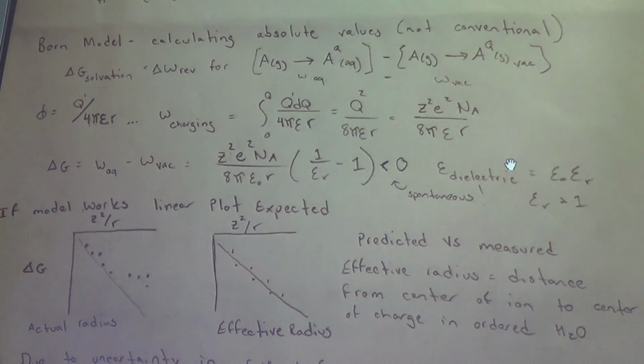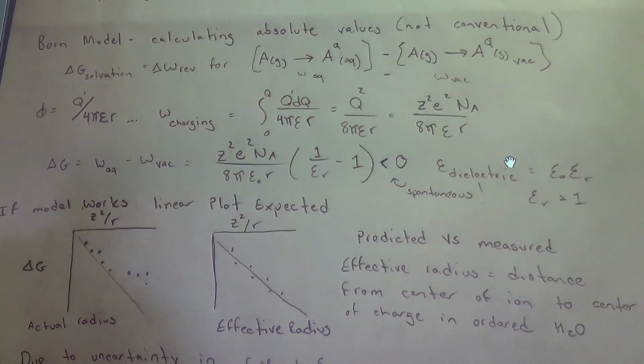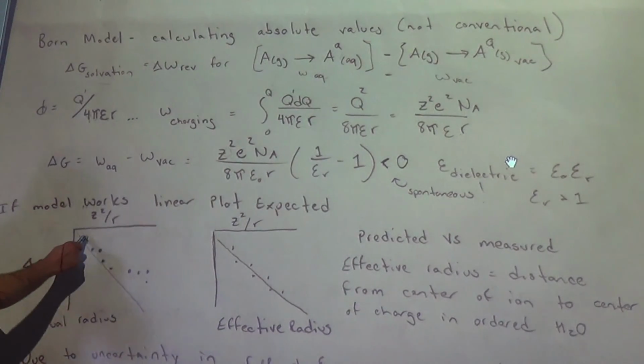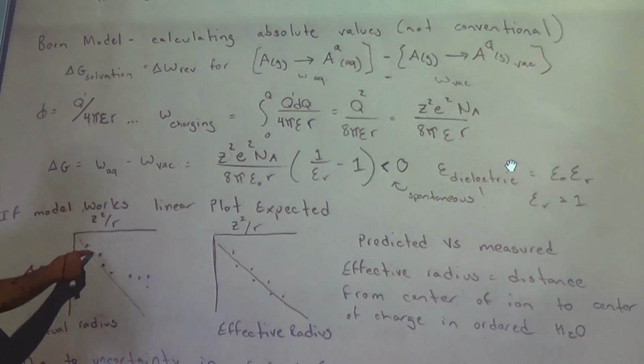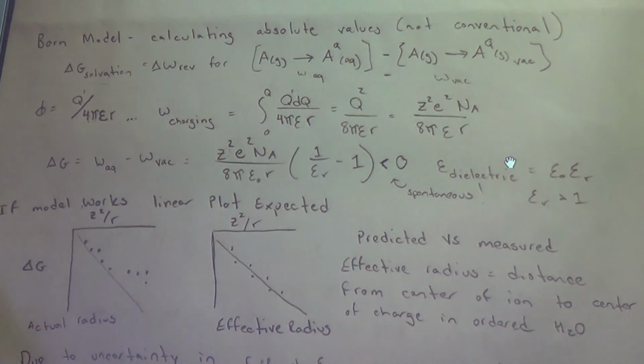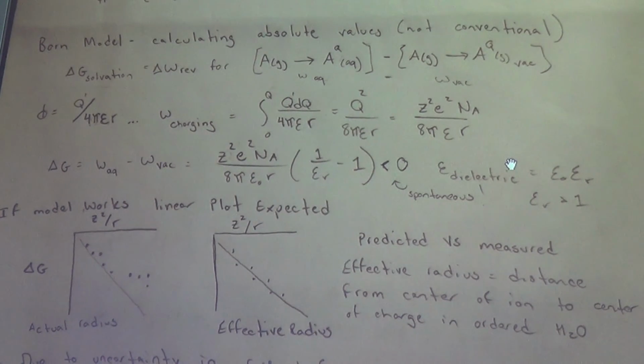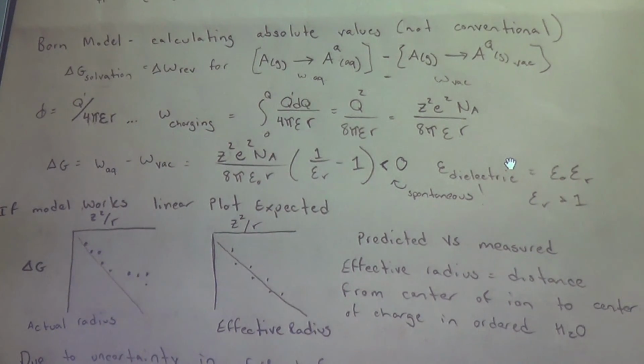Guys that ran these calculations started doing this. They plotted Z squared versus R versus delta G, and they found out that it didn't quite work out perfectly. These little dots are little points of the actual delta G, and the line is what the calculation said they should have been.